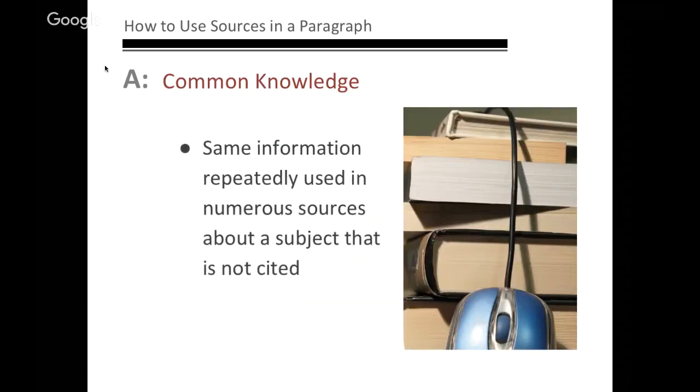Common knowledge is not your personal knowledge before you started your research. In the context of academic writing, common knowledge is the same information repeatedly used in numerous sources about a subject that is not cited. Essentially, the information is considered commonly known on that subject within a specific discipline.